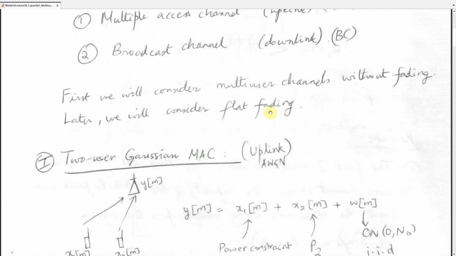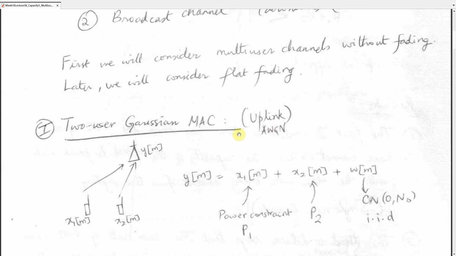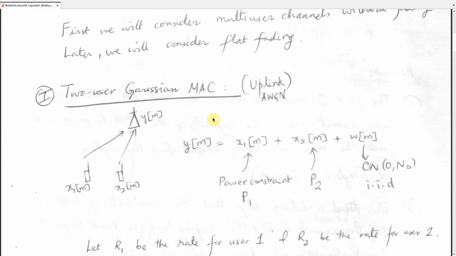First, we will consider the multi-user channel without fading. Later on, we will also consider fading. The first thing that we will consider is the uplink channel, in which each user makes an AWGN channel with the base station. For simplicity, we will talk about only the two-user Gaussian MAC, in which we have one base station and two users.